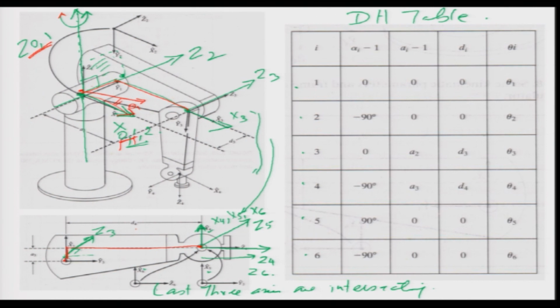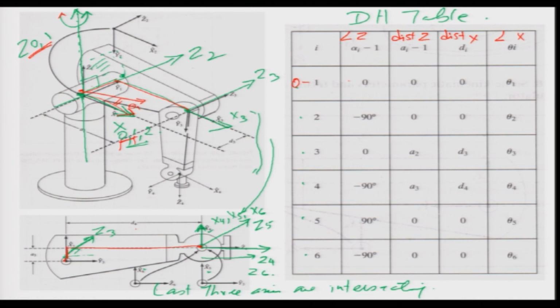So, in the first case, let us write down here: alpha is the angle between the z's, okay. A is the distance between the z's. Di is the distance between the x's, and theta is the angle between the x's, okay, just to remember. So, this is the angle between the z axis, this is the distance between the z axis, this is the distance between the x axis, and this is the angle between the x axis.